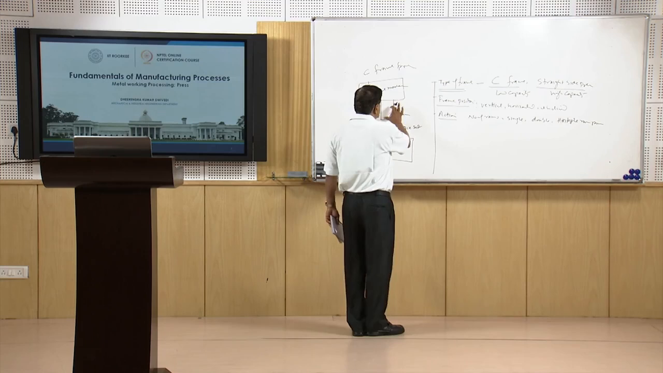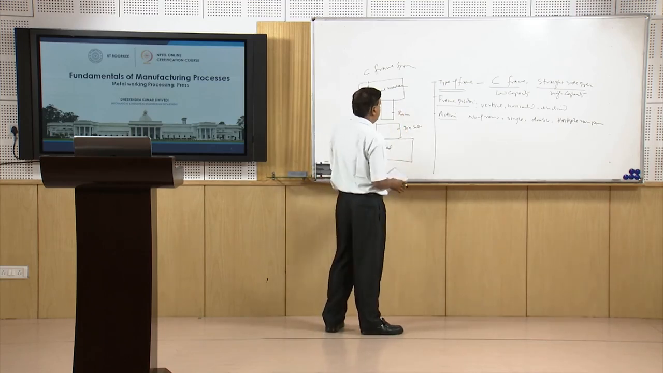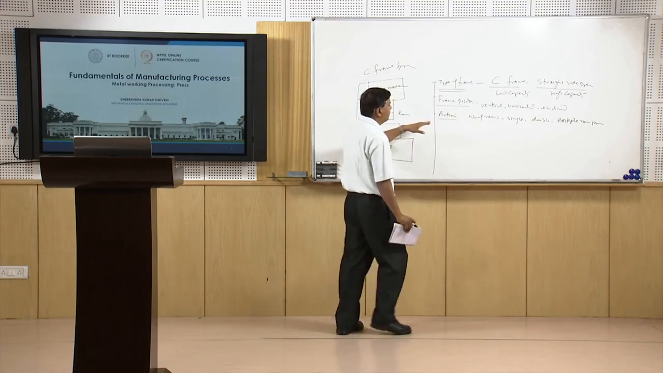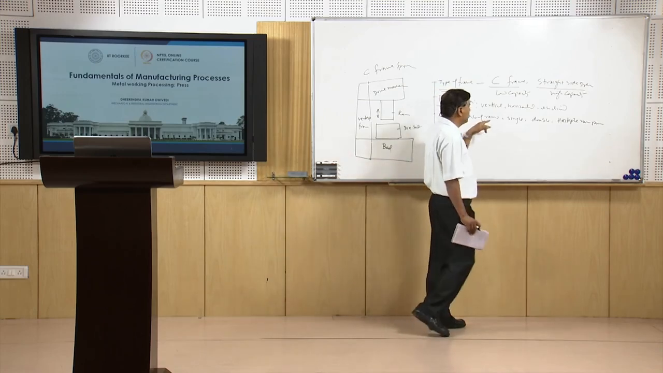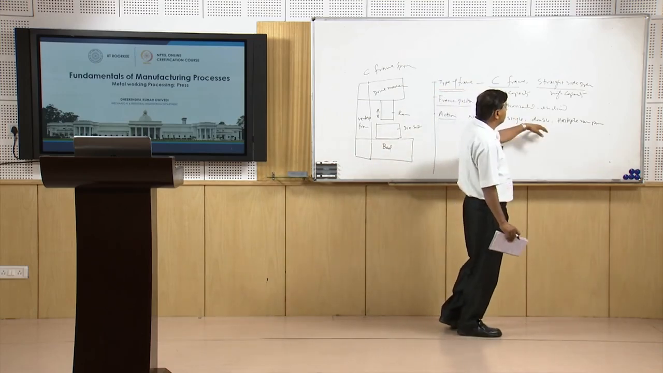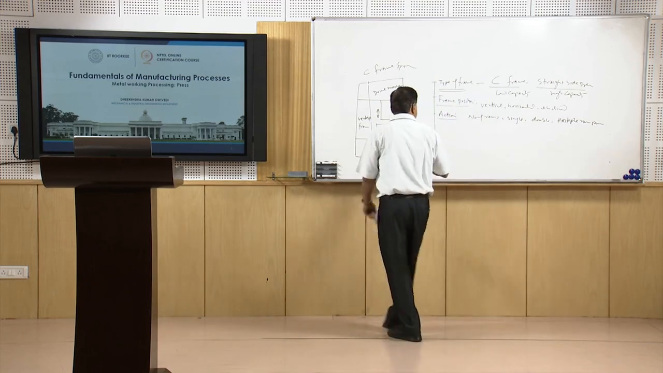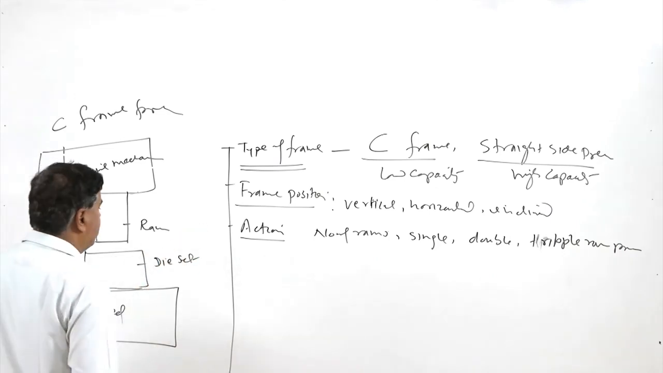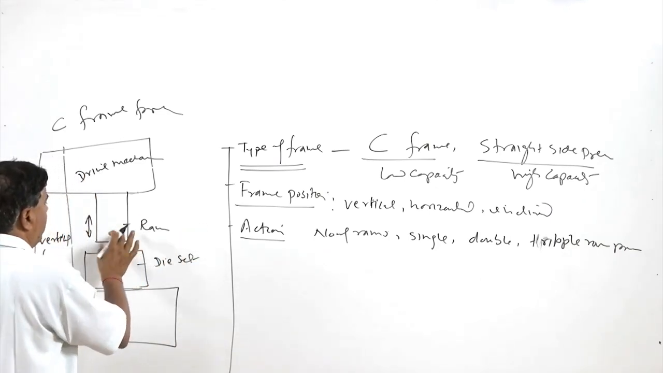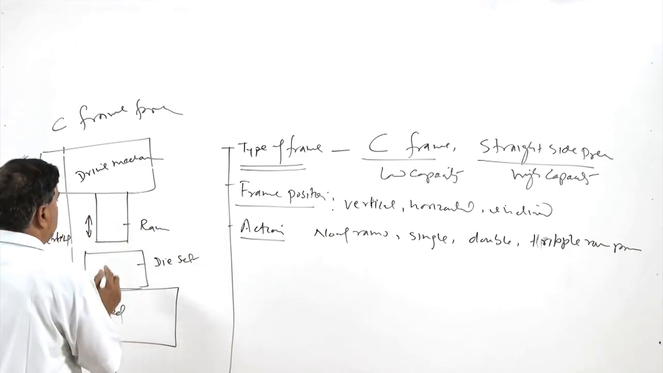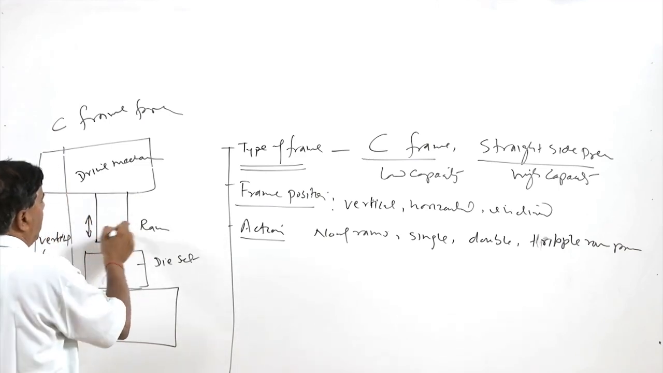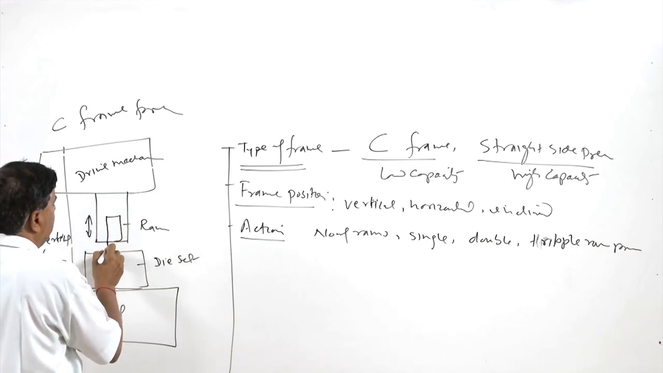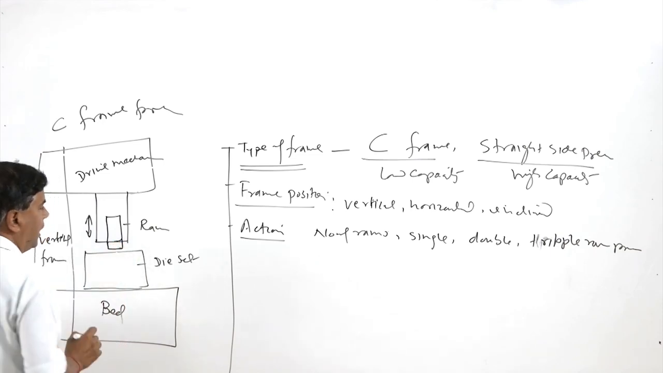So, in this case, if you see, there is just one ram. Classification based on the action is about the number of rams: single ram press, double ram press, and triple ram press. In a single ram press, there will be just one ram moving up and down. In a double ram press, there are two rams, one outer ram and one inner ram. The inner ram moves inside the guideways of the outer ram.